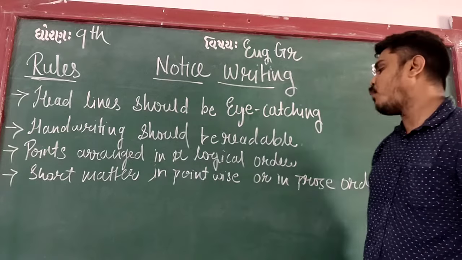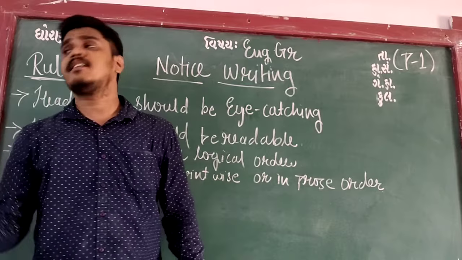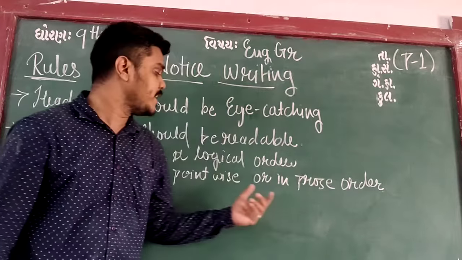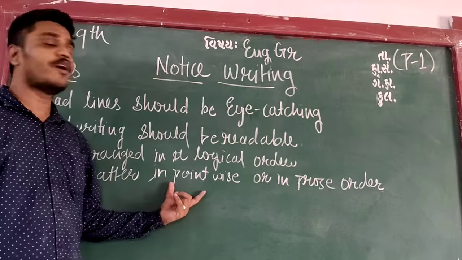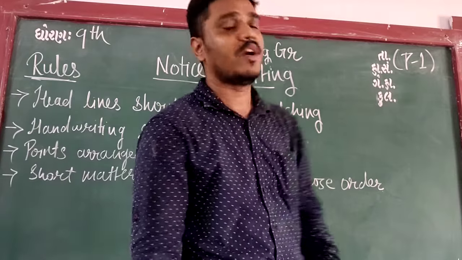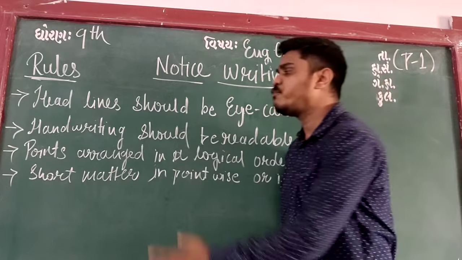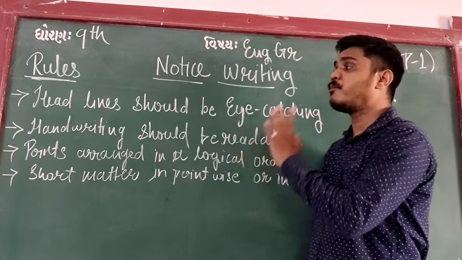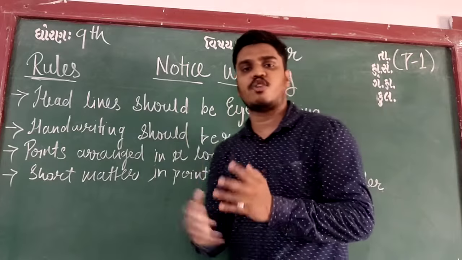Short matter, in point-wise or in prose order. It is not necessary that a notice is only in prose order. In some cases, it is point-wise also. We will discuss that also. But the point is, the matter should be very short, which means it should be simple. The most important rule is that it should be precise, and short matter.